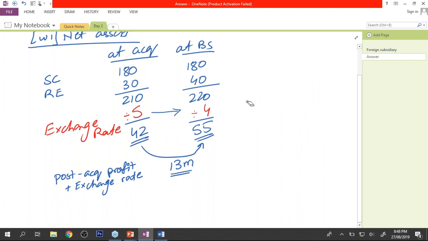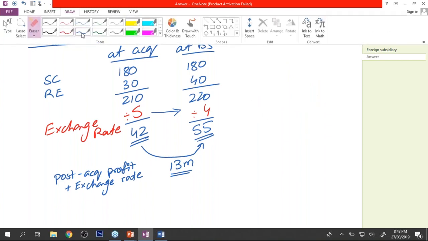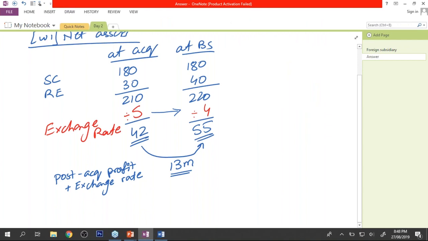So what we need to do is calculate the breakup of $13 million: how much is the exchange gain and how much is the profit. So what we do is take the post acquisition profit, which was 10 million dinars. If we divide it by the average rate of 4.5, we get the post acquisition profit in terms of the dollar.